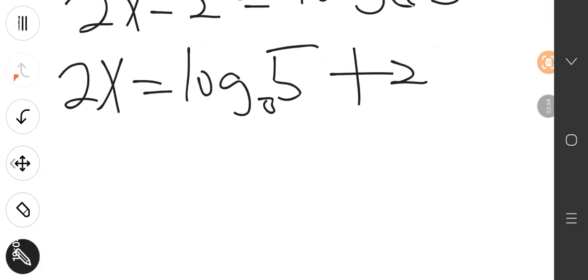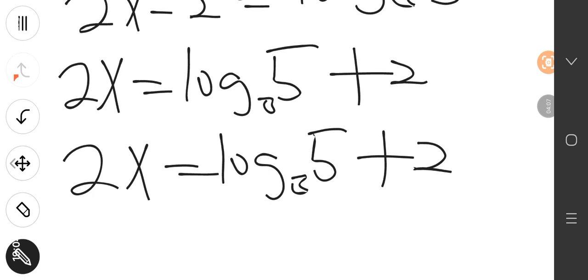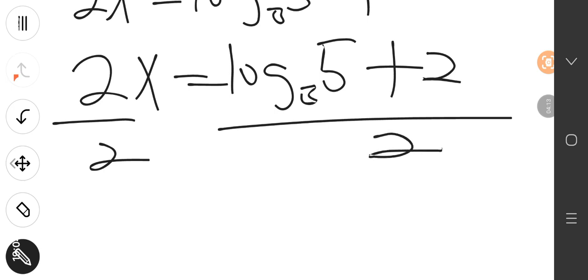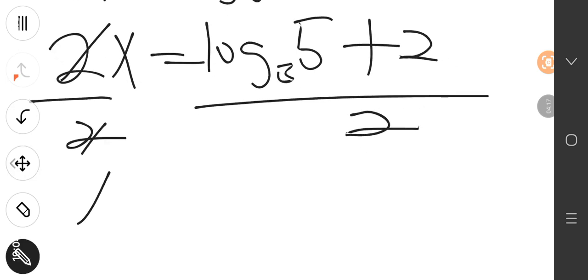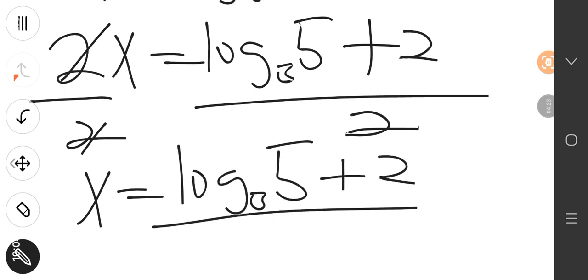So you want to make x the subject of the equation. We divide both sides of the equation by 2. We have 2x equals log 5 base 3 plus 2. Since we want to make x the subject of the equation, divide here by 2 and then here by 2. So this cancels this. So we are left with x equals log 5 base 3 plus 2 all over 2.